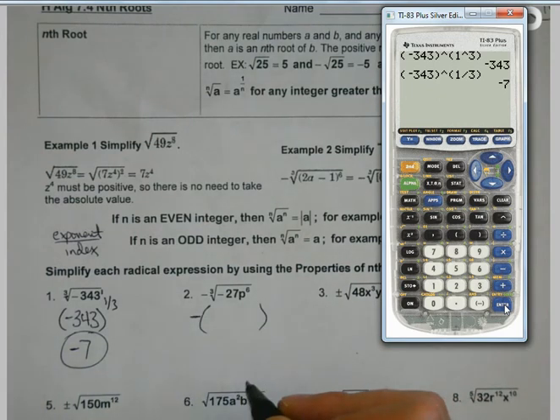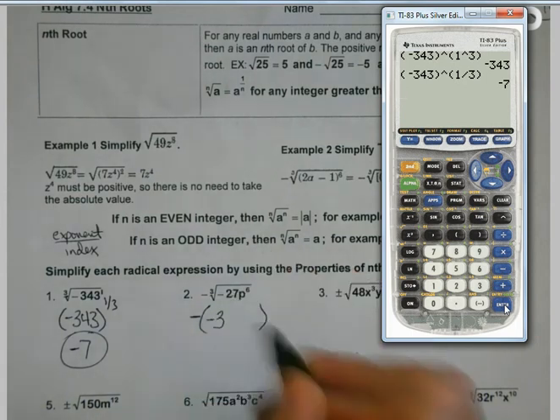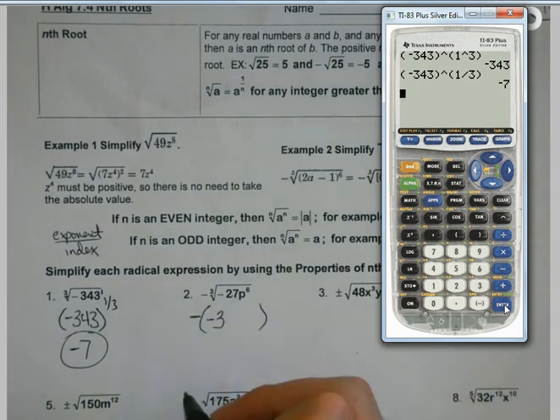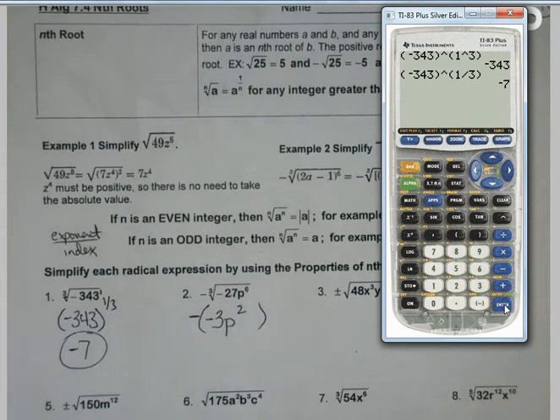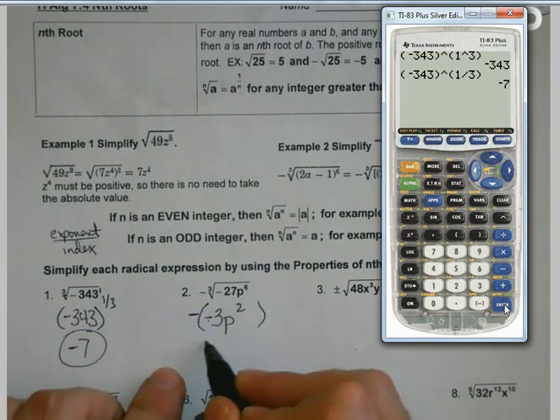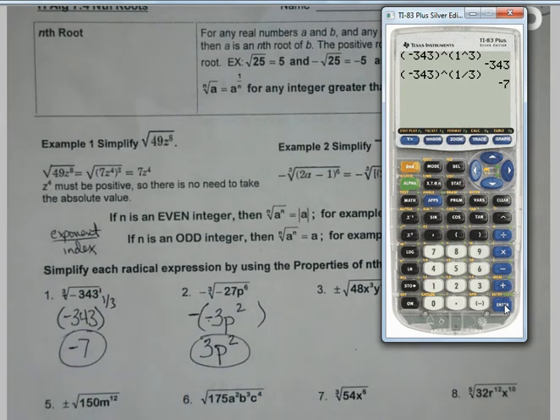Ooh, let's see if we know our cubes. What do I cube to get 27? 3. And since it's negative, we'd have negative 3. And how many times does 3 go into 6? Twice. So it's the same rules we had as before, except now instead of dividing by 2, if they put a different number out there for the index, we use that. And negative times negative is positive. So we end up with 3p squared.